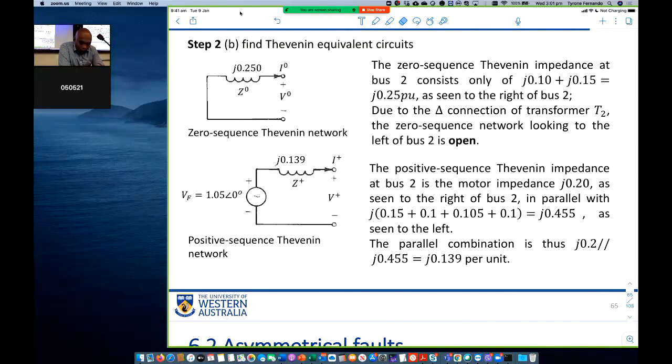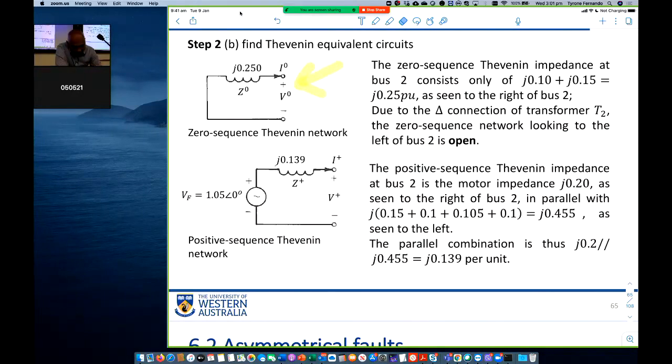So before the fault occurs, we assume that the system is balanced, and we draw the zero sequence circuit, and the zero sequence circuit would look something like this. Notice that there is no voltage source. The reason being the circuit is balanced before the fault occurs. So our first step is to draw the zero sequence, positive sequence, and negative sequence circuits, the Thevenin equivalent at the point of fault.